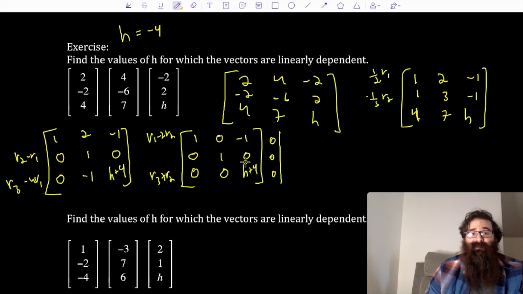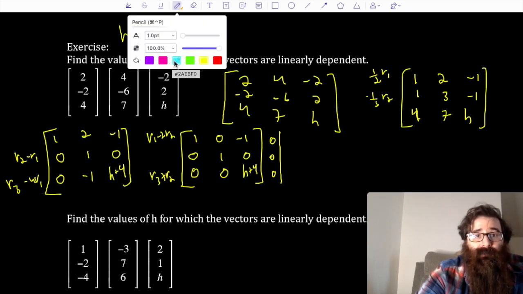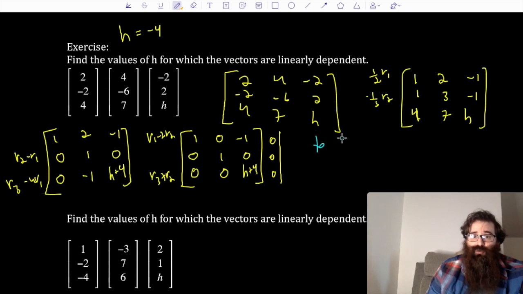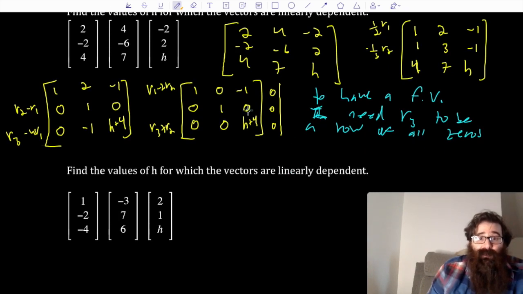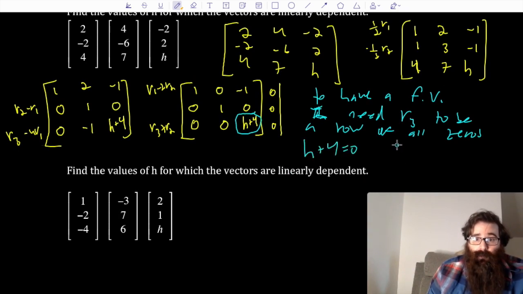There can be. That would mean that I would need a free variable. To have a free variable, I would need this third row to be a row of all zeros. For this third row to be a row of all zeros, I'll do this in a different color. So let me say, to have a free variable, I need row 3 to be a row of all zeros, which means that this particular entry right here, if I can sort of highlight it, h plus 4 must be 0, which means in turn that h has to be -4.